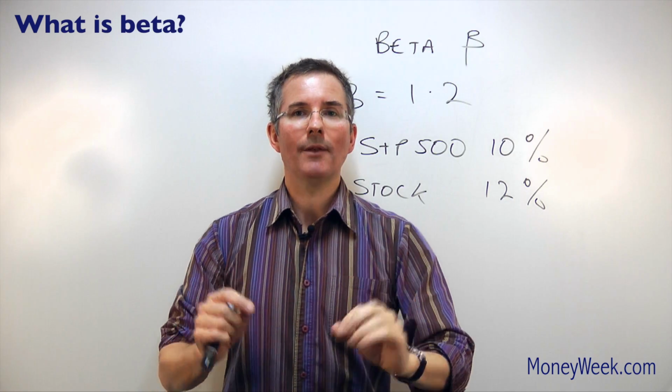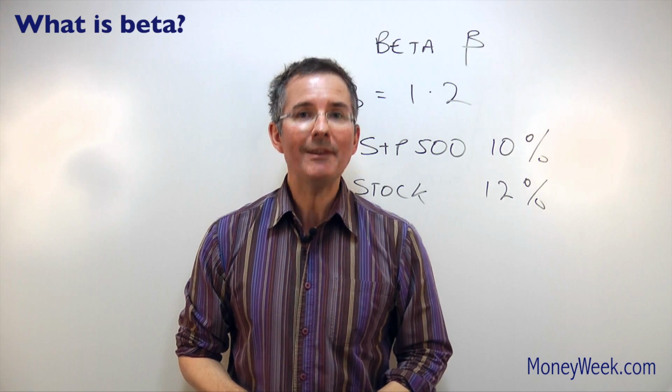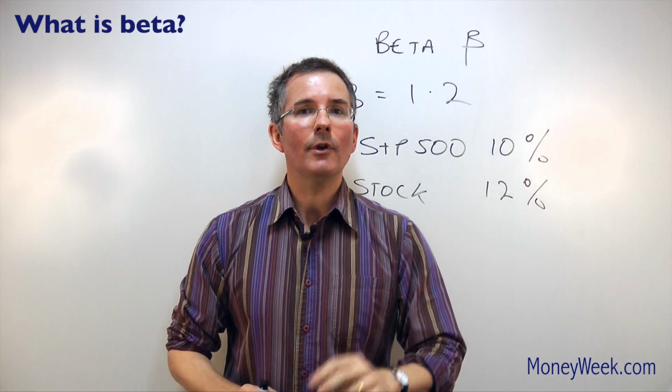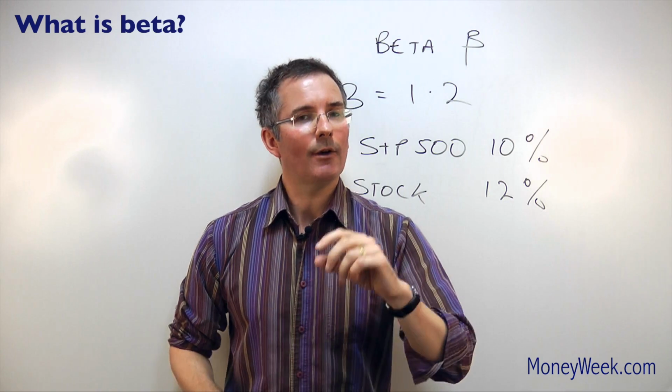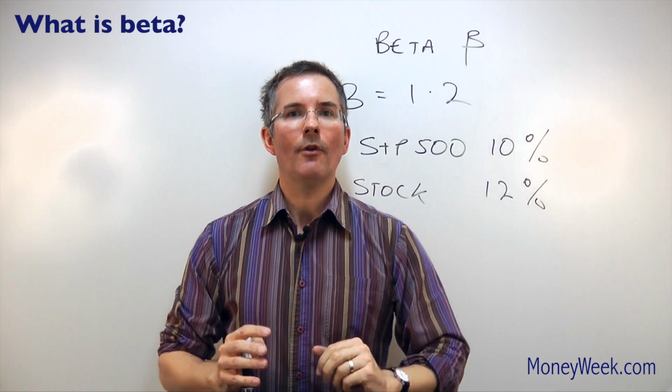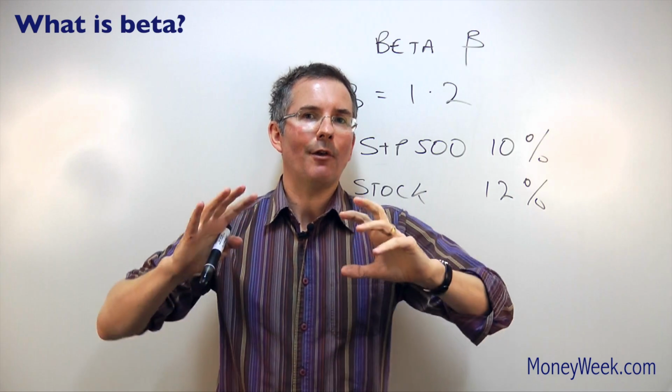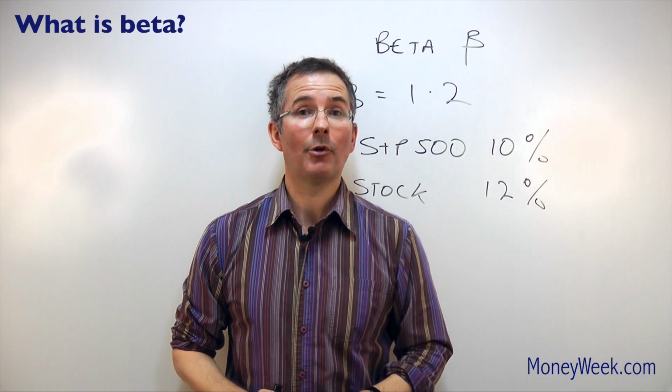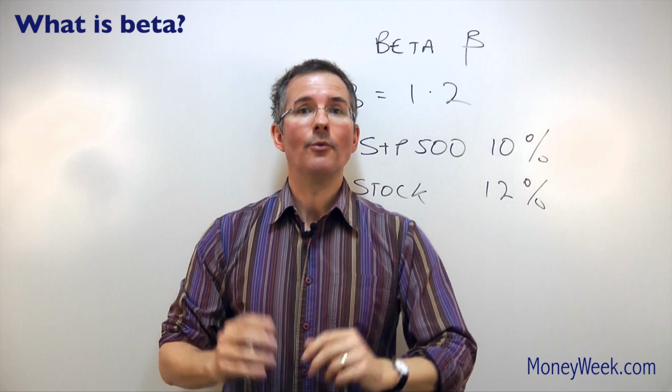Okay, so by all means, take a look at a stock's beta. By all means, use it as a rough and ready guide to how volatile the stock might be. But as with all single numbers that look like they offer that kind of holy grail of, great, this is the number I can rely on, don't do it.